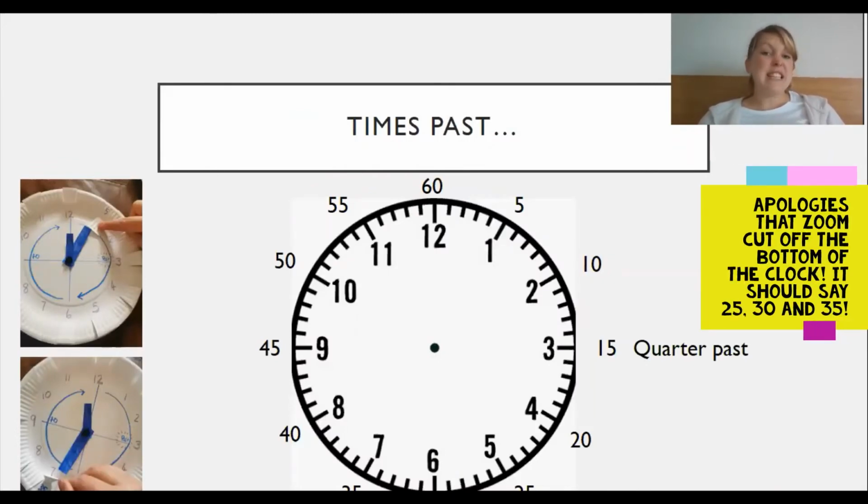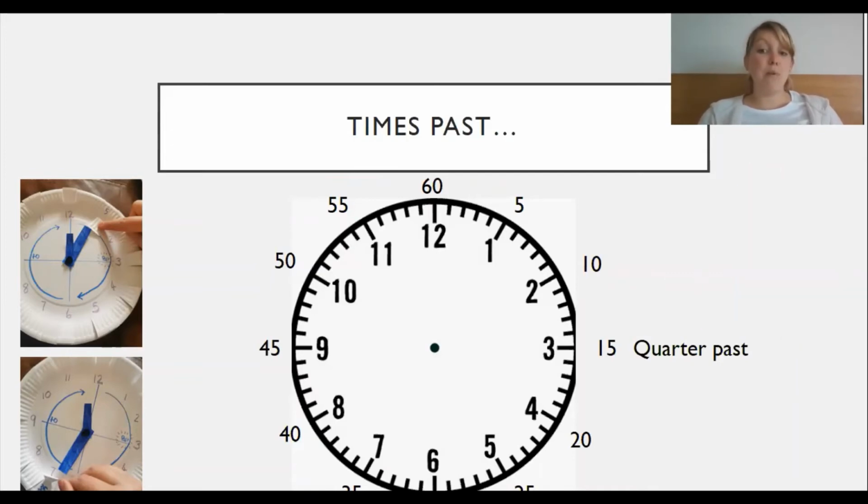So this is a greater depth skill for year 2. And as you can see, we will be utilising our 5s to help us tell the time. So you can see that the 1 is actually 5 minutes past, because here there's 1 minute, 2 minutes, 3 minutes, 4 minutes, 5 minutes.